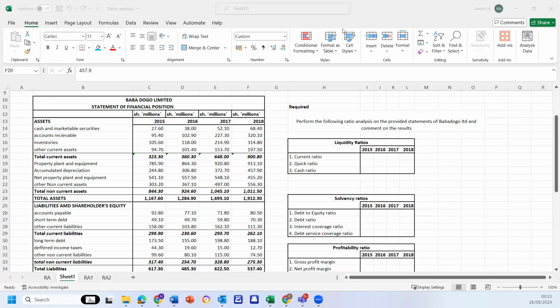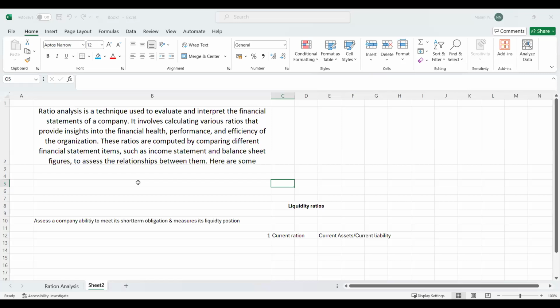So even as we go into discussing what ratio analysis is, allow me to share my screen. Okay. So ratio analysis is a technique used to evaluate and interpret the financial statement of a company. It involves calculating various ratios that provide insight into the financial health, performance, and efficiency of the organization.